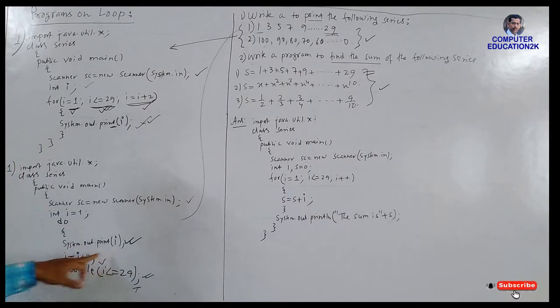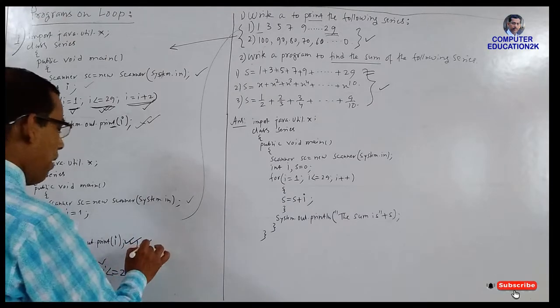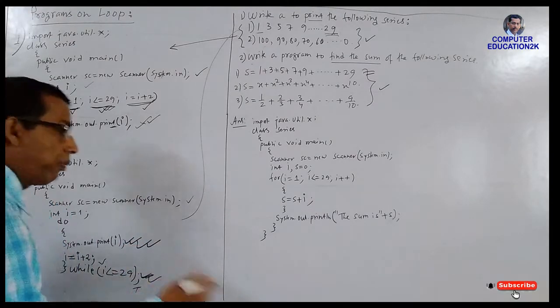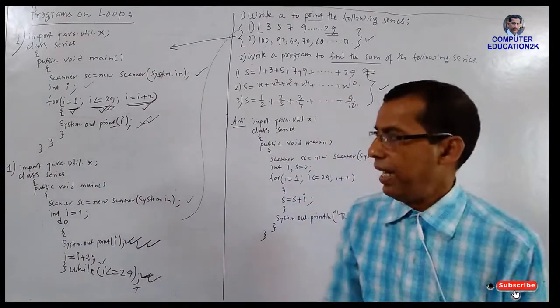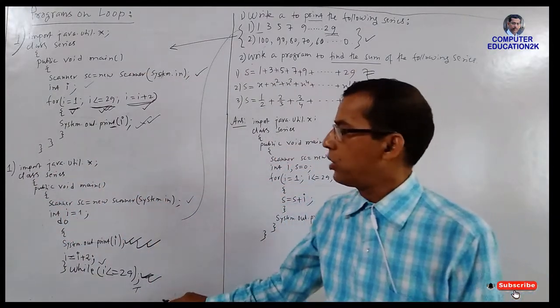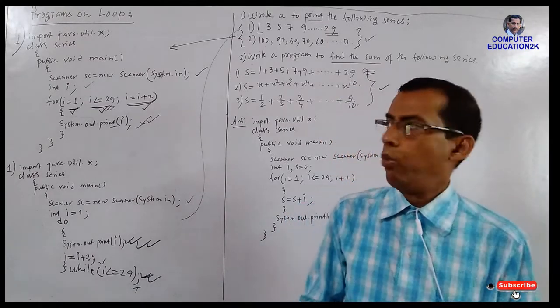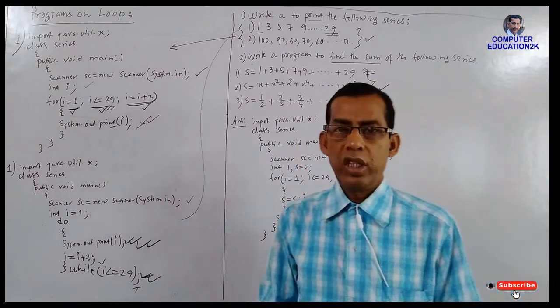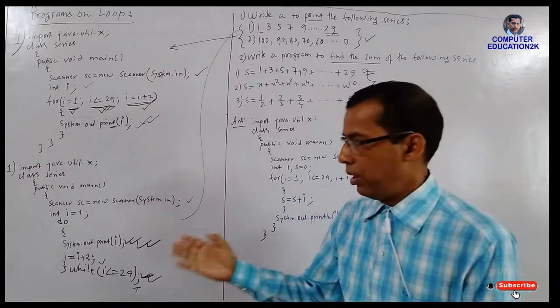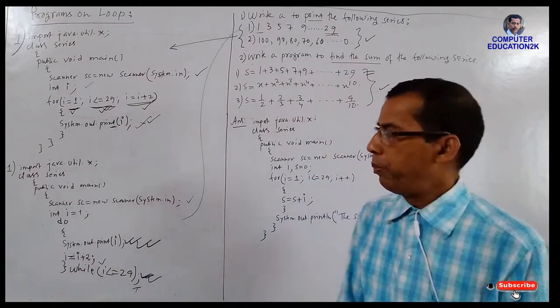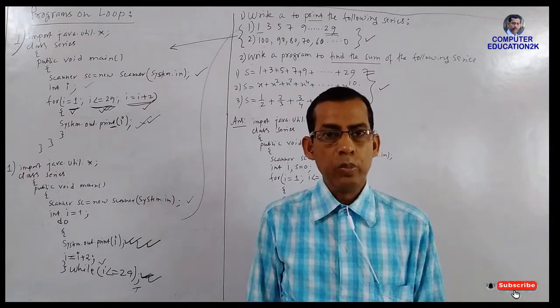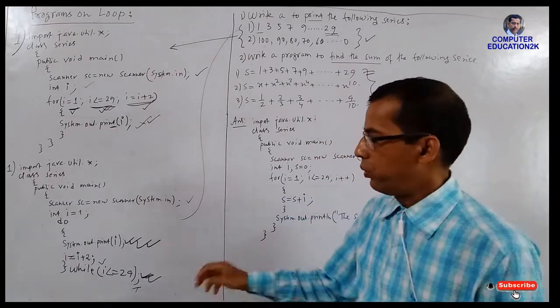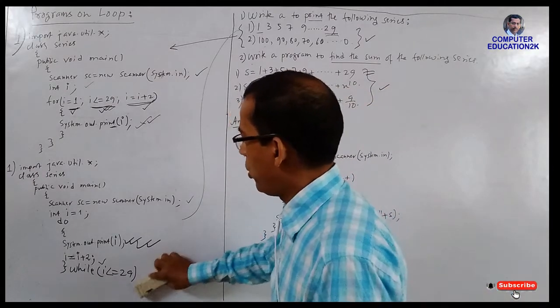So 1 will be printed. Then the value of I will become 3. 3 less than 29, yes, condition true. It will go up and 3 will be printed. So I am printing first and checking the condition afterwards. That's why it is called an exit control loop. Do while is called an exit control loop, while and for are called entry control loops, because in while and for we check the condition first and then we print. But in do while, first we execute the body of the loop and then we check the condition. That's why it is called an exit control loop.